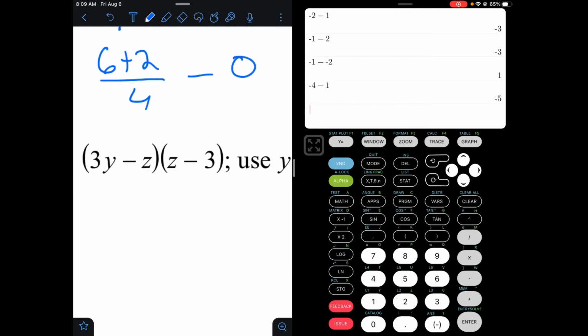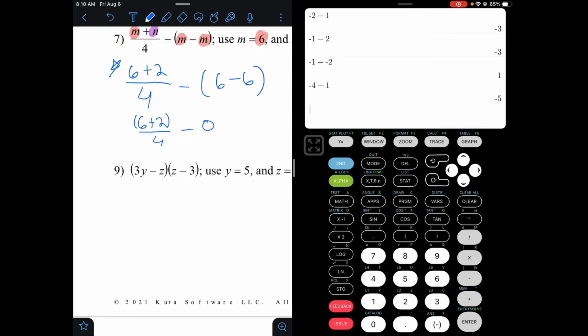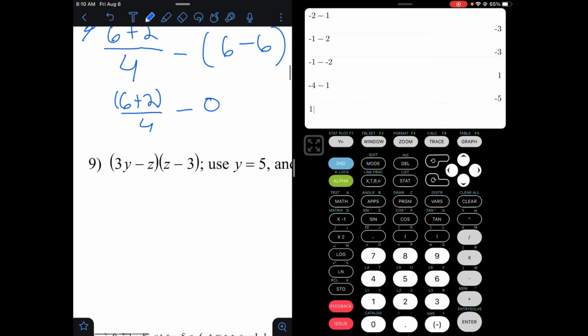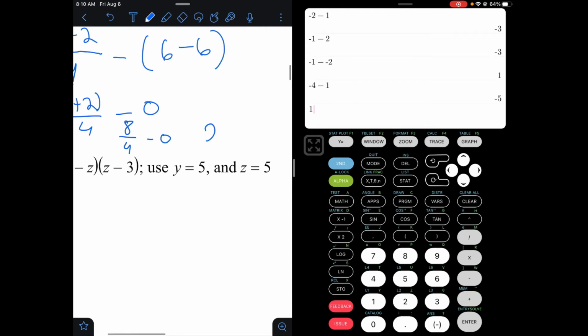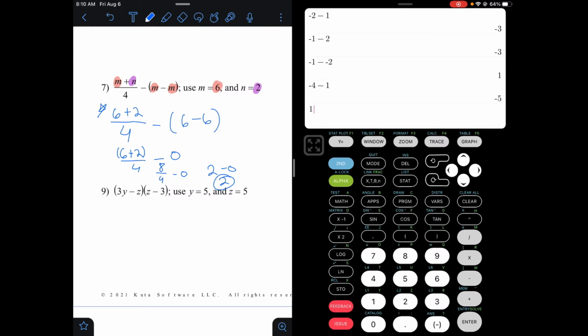Now, here's the thing. If we're doing PEMDAS, a lot of you are going to want to do multiplication and division next. But the issue is we actually have to handle what's in the numerator first before we divide. So we're going to do 6 plus 2, which is 8 over 4. We still have our minus 0. 8 divided by 4 gives us 2. All right. Very nice.